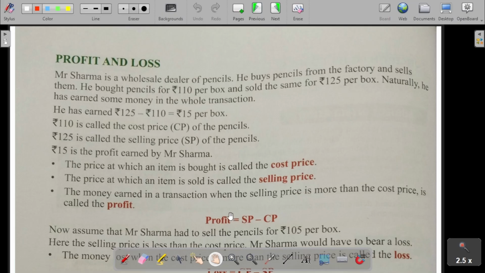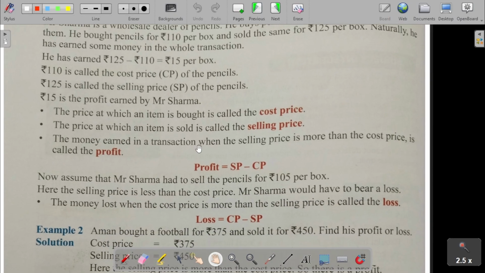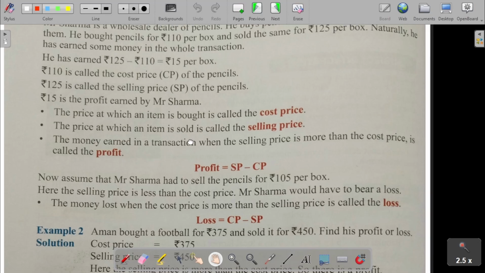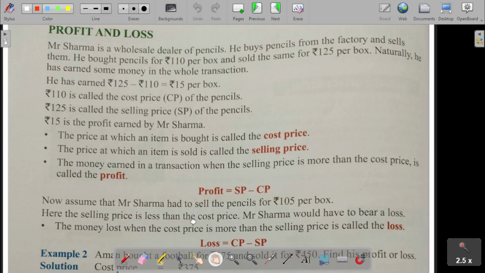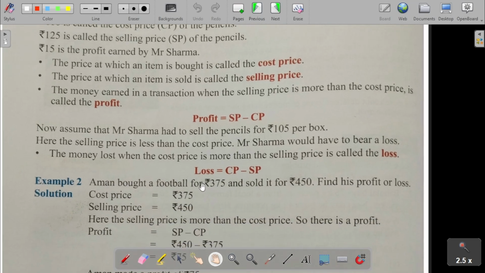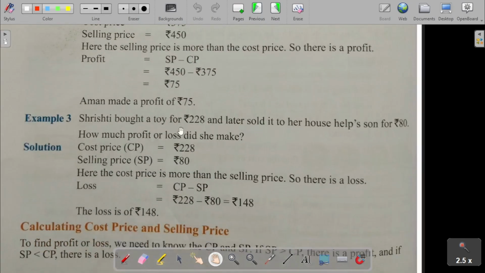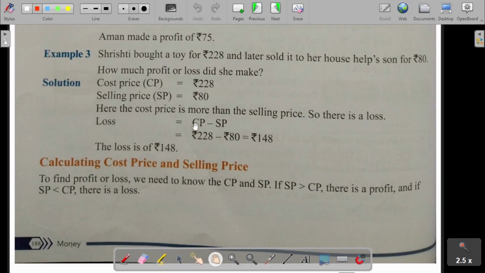In the next classes I'll discuss profit and loss. This is also very easy. Here we only have to know some terms, like the cost price and selling price. In the next classes I'll discuss this.